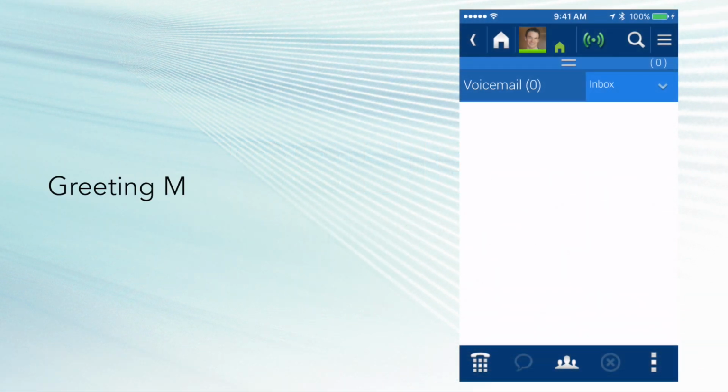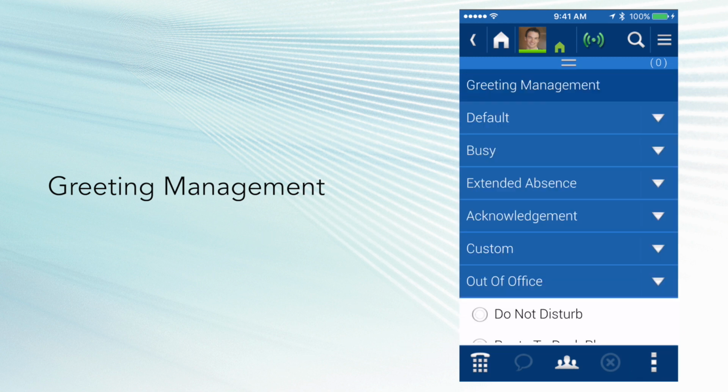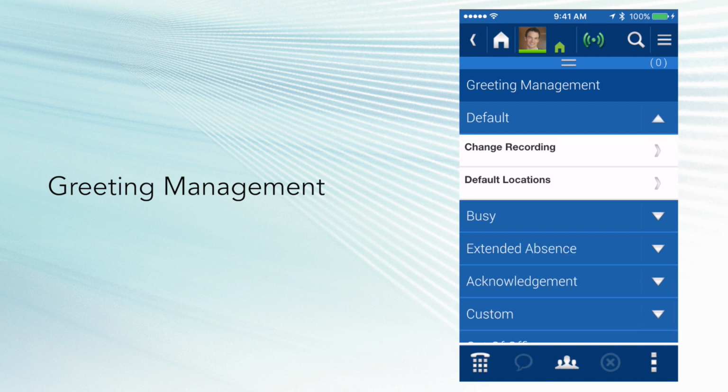The greeting management screens enables you to change and select various options in your voicemail. To find greeting management, it's found under the More Applications and then Greeting Management. Let's record a new outbound greeting. Next, touch on Default, Change Recording.